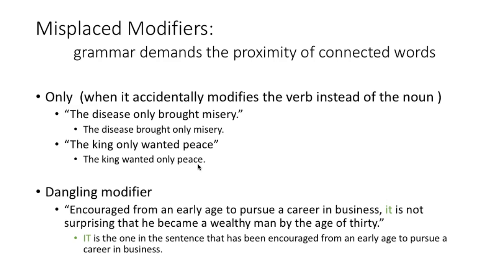Like we know that makes sense in our head, but as the sentence is constructed, the participle phrase at the start modifies "it." And "it" has been encouraged from an early age to pursue a career in business. That makes absolutely no sense. Dangling modifiers need to be fixed so that the real subject of the sentence is connected to the modifier. In this case, the real subject of the sentence slipped into a position of the object. So that's why it became a problem.